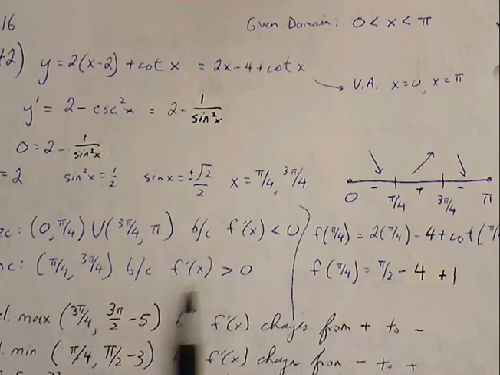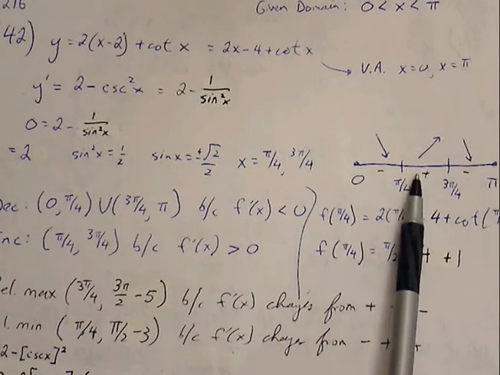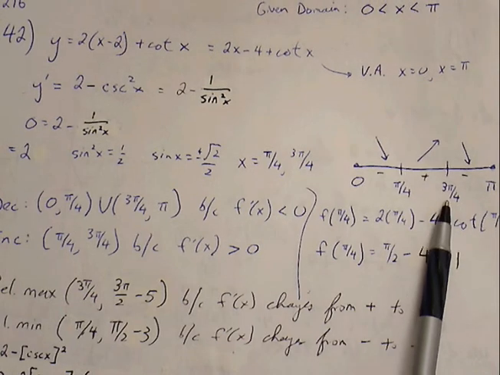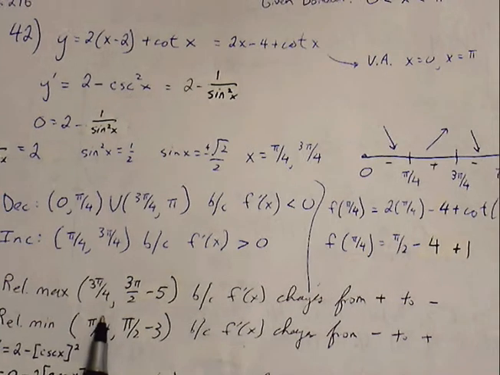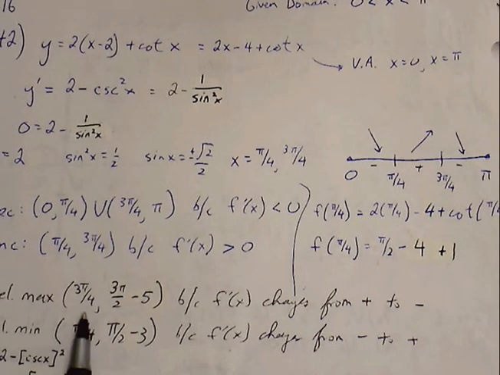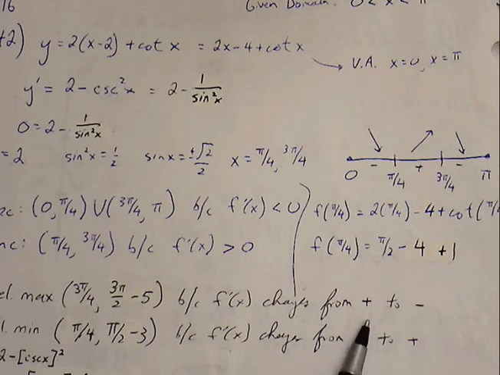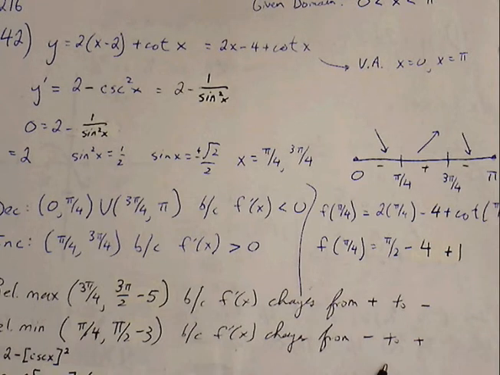And for the relative max, I can tell by looking at my slope that I'll get a relative min at pi over 4 and a relative max at 3 pi over 4. If I want to identify the relative max first, it's at 3 pi over 4 because f prime changes from positive to negative, and the relative min is at pi over 4 because f prime changes from negative to positive.